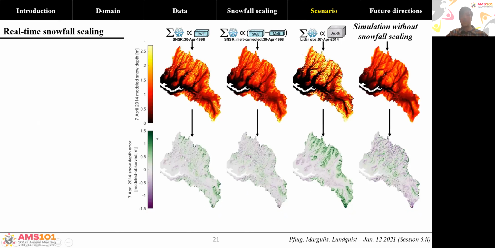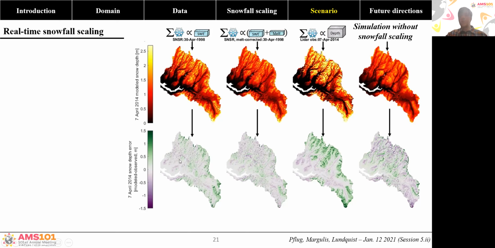The deeper greens represent model overaccumulation. The deeper purples represent model underaccumulation. Starting with the simulation that scaled snowfall using snow depth from 2014, we see a dramatic amount of overaccumulation at these upper elevations with some underaccumulation at these lower lying elevations. And this is really driven by the fact that especially these upper lying elevations were much less dense snow and therefore required less snowfall to achieve deeper snow depths.